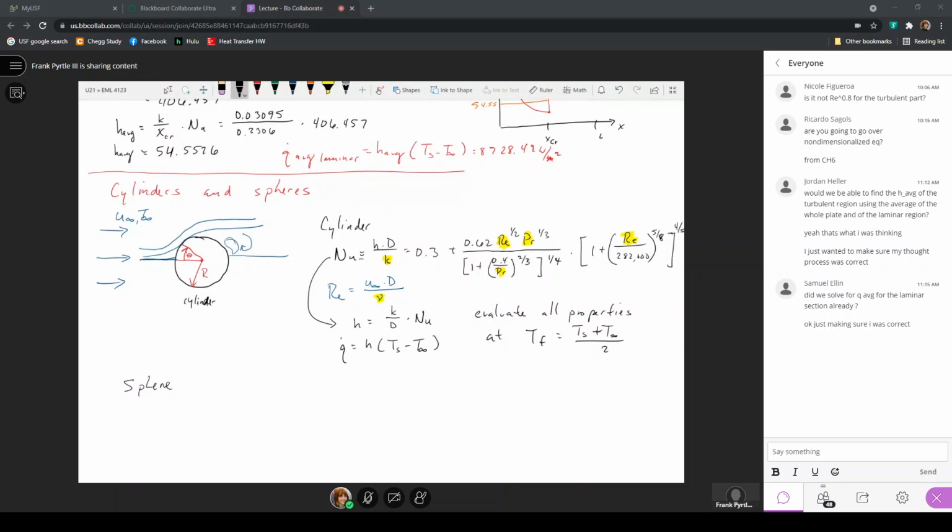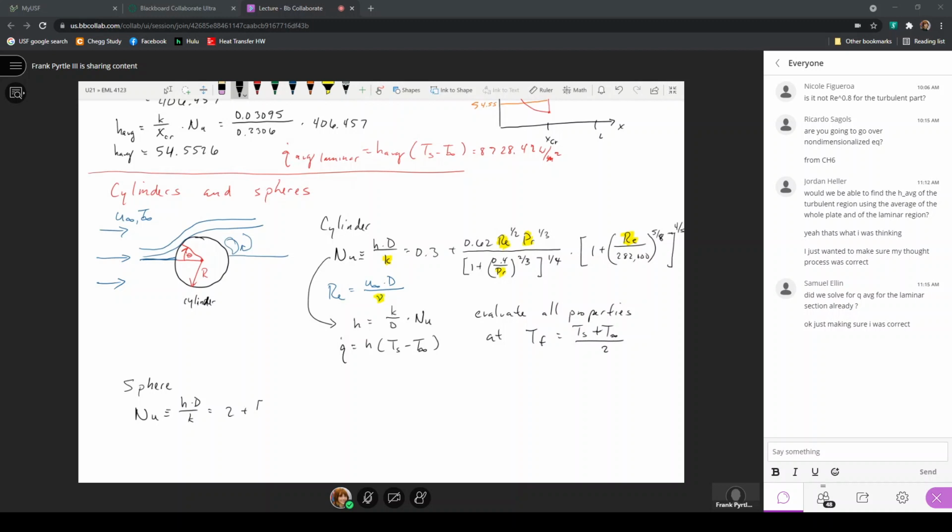For a sphere, we have a different correlation because the dynamics of the fluid flow can move not only over the top and bottom of the sphere, but around the sides of the sphere. So the Nusselt number correlation looks different. The Nusselt number is still going to be defined as h times D over k, but the correlation that defines the Nusselt number is different.